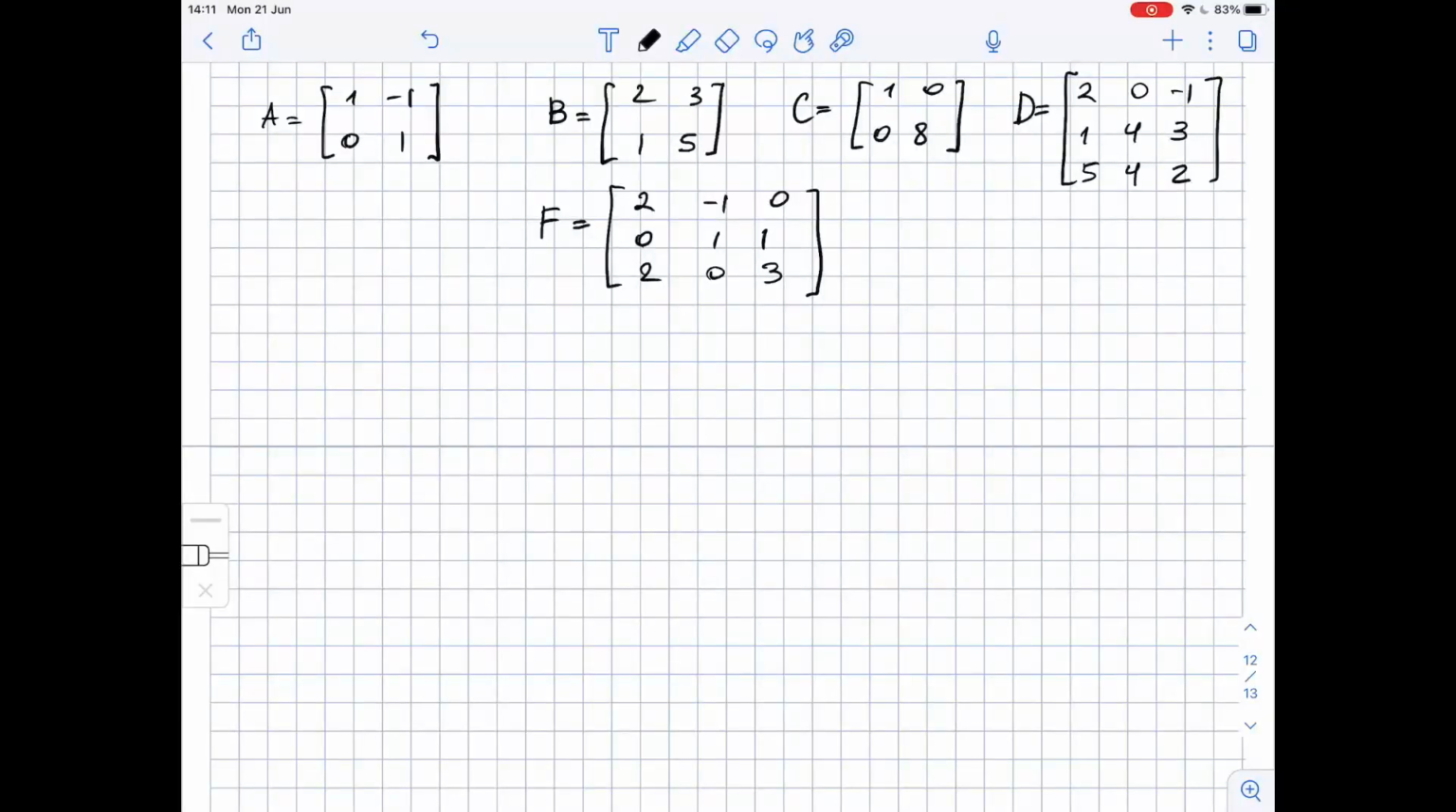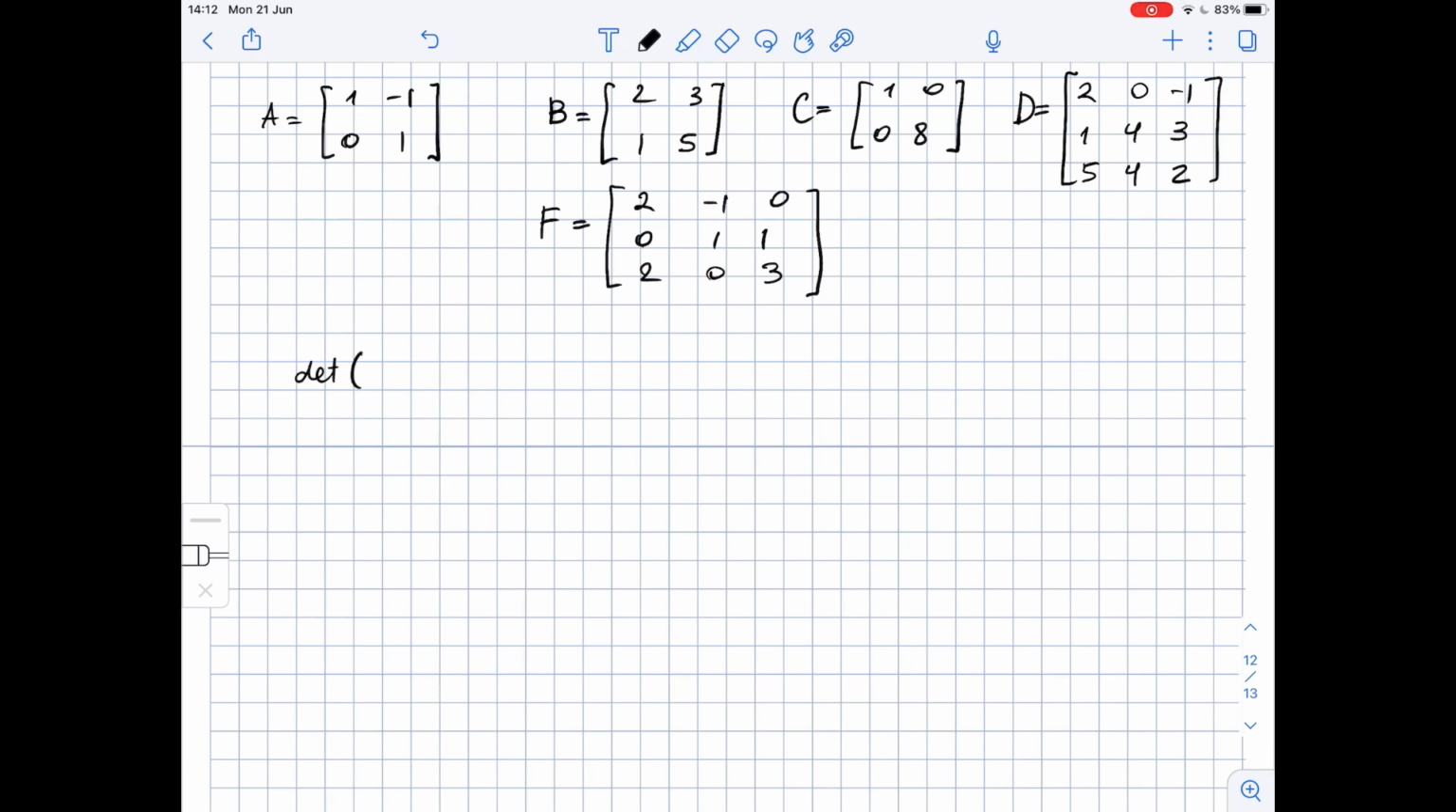Given 5 matrices A, B, C, D, and F, we need to show that all of them are invertible. We know that a matrix, for instance, is invertible if its determinant is not 0. So, to show that all of these matrices are invertible, we need to show that the determinant of each of these matrices is not equal to 0. So let's start with matrix A.